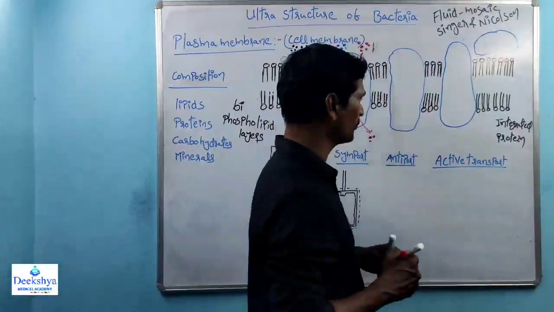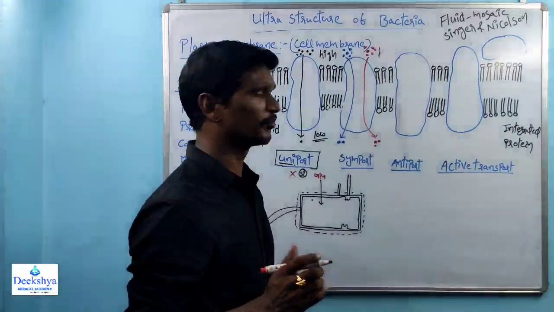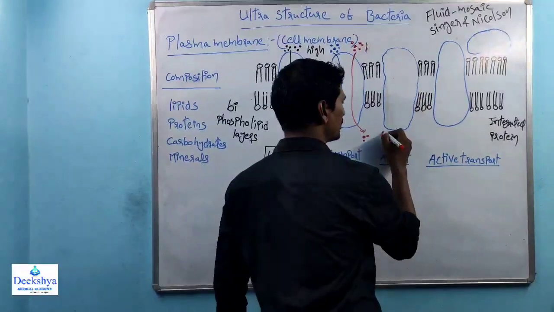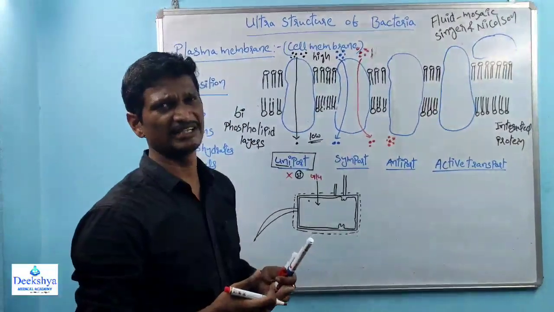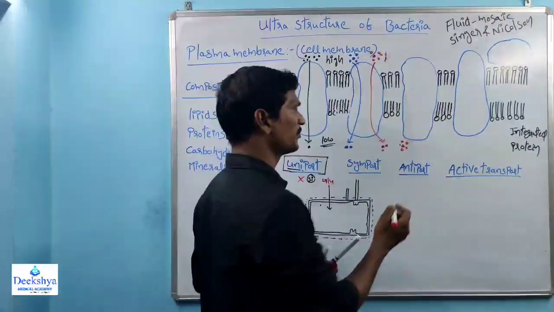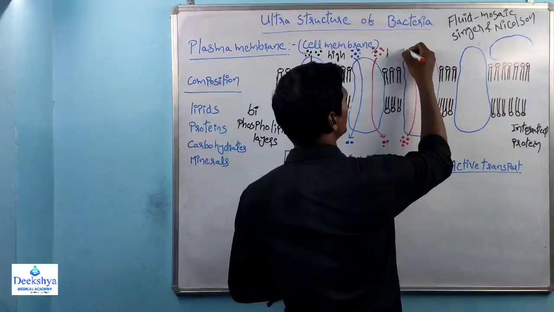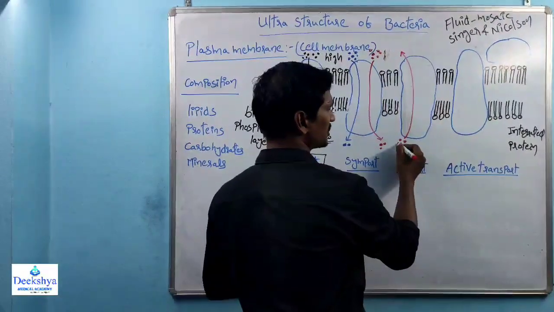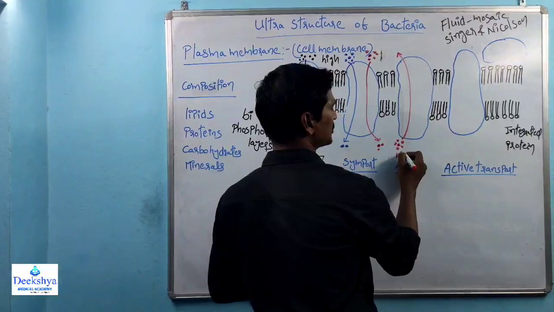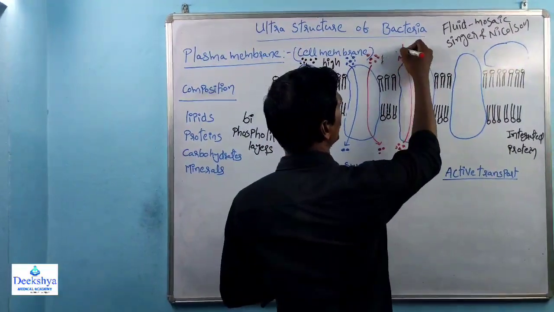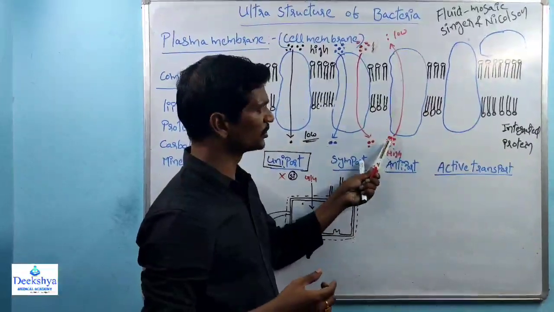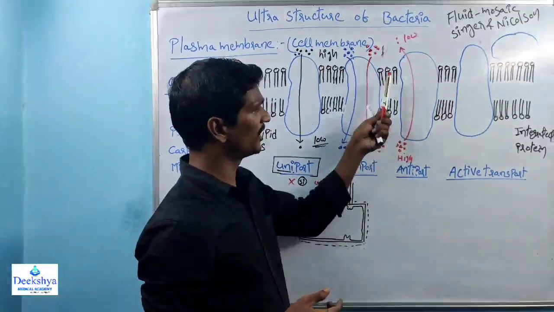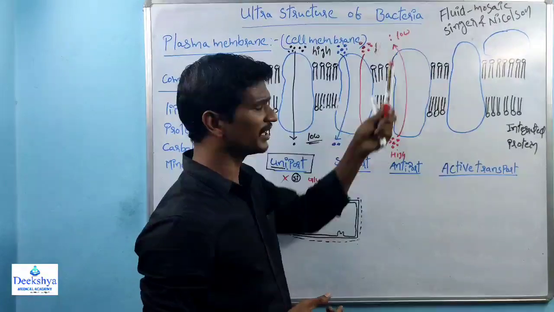Coming to the antiport mechanism. Here, these are one type of molecules. Anti indicates against. One type of molecules is transported in one direction. These are the red molecules. Here is high concentration, here low concentration. So the red molecules are transported in one direction.